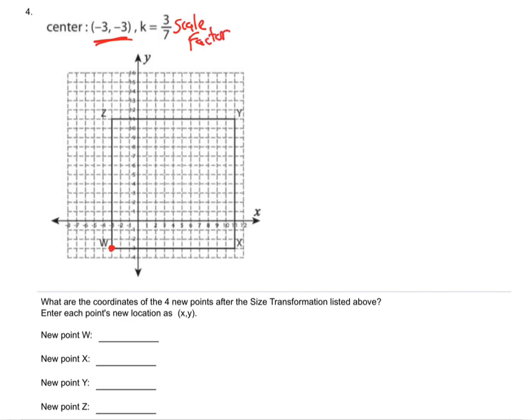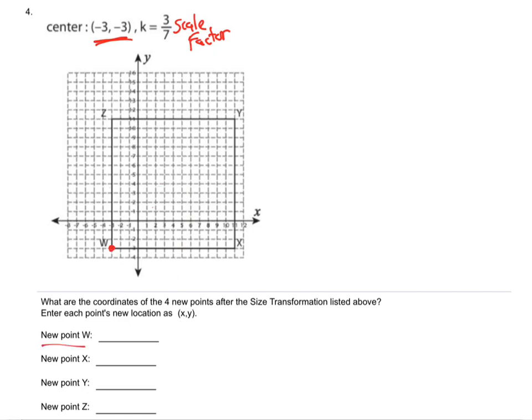of 3/7. So that's a little bit less than a half. So we're going to make it less than half as big as it was. We're going to shrink it down back towards, well, that's probably too much. 3/7, it'll probably be about like that. It's going to shrink down to be a smaller square towards the center, W. We're going to shrink it towards W. The center is W. All right, here we go.